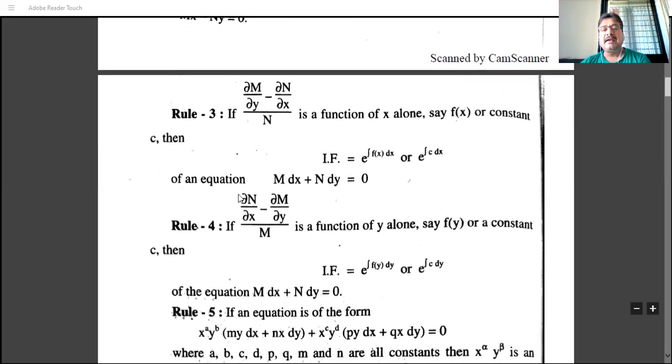And remember for this M and N, the derivative is with respect to x and with respect to y. It is not ∂N/∂y. The term is just ∂N/∂x first, then ∂M/∂y second, divided by M.